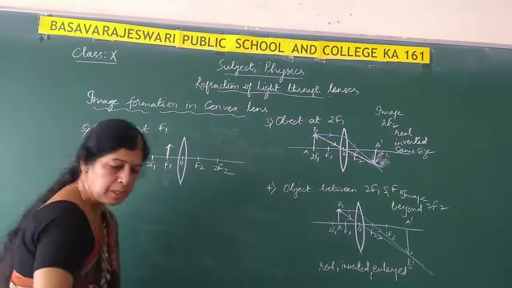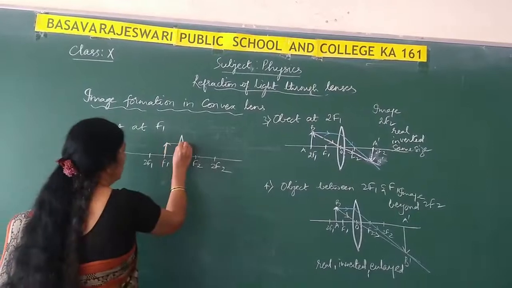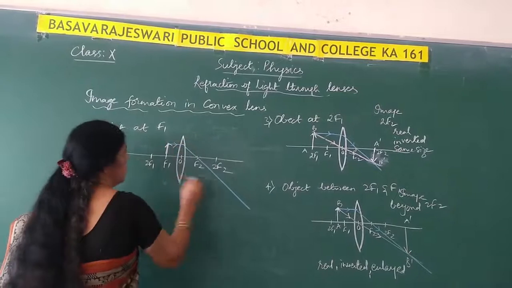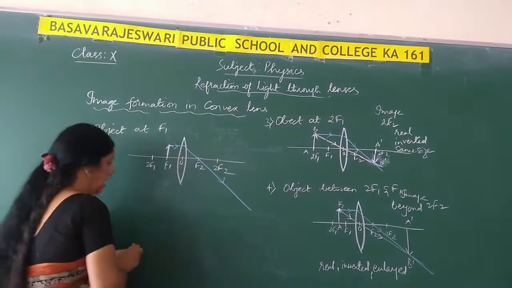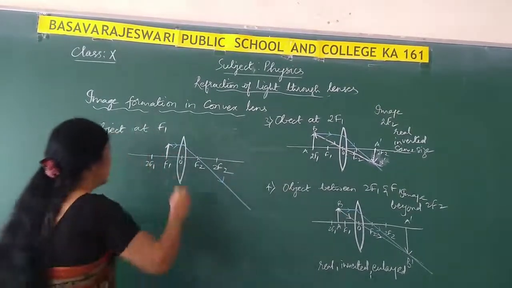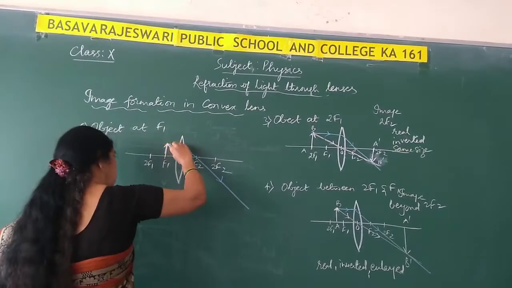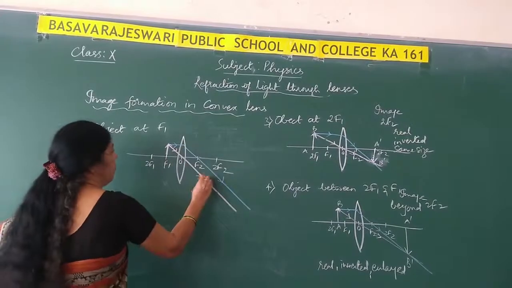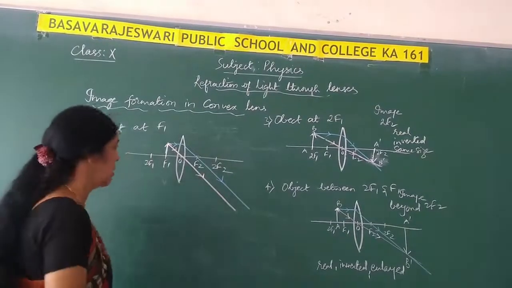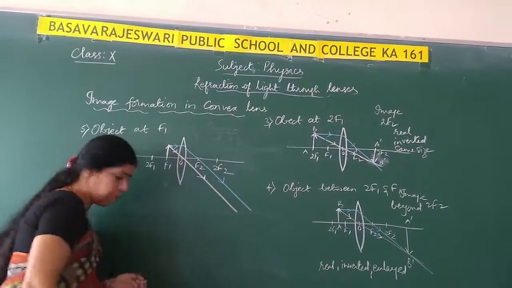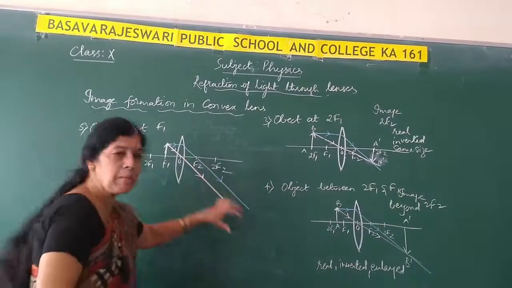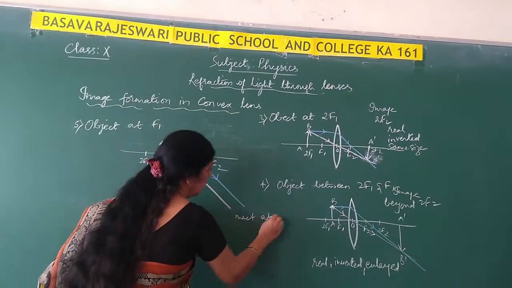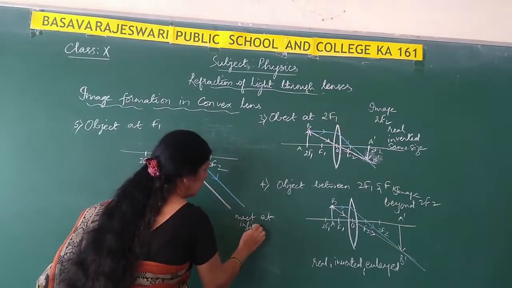Now, how many rays should you draw? One ray which is parallel to the principal axis. After refraction, it must pass through the principal focus only. Okay. Another ray, how do we have to consider? The ray which is passing through the optic center goes straight until the end. Like this, you will get the rays. Now, in this case, you can observe that these two rays are running parallel and they will meet at infinity. Meet at infinity. Okay.